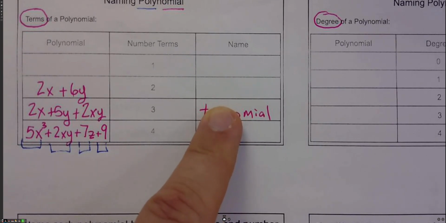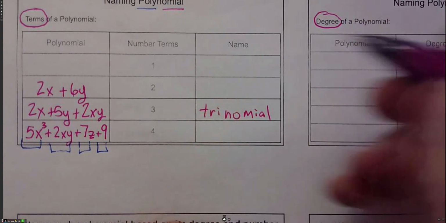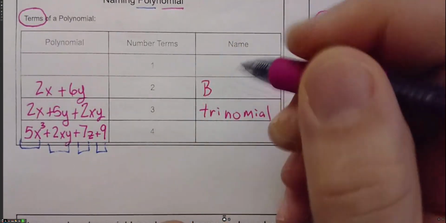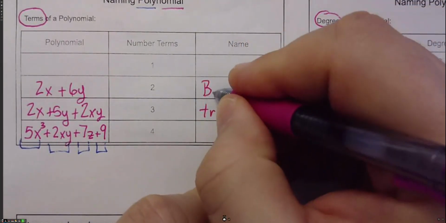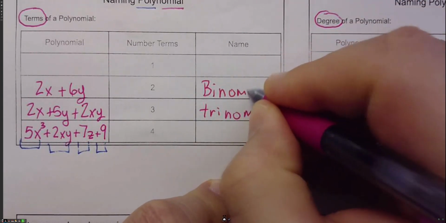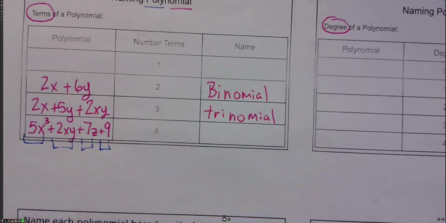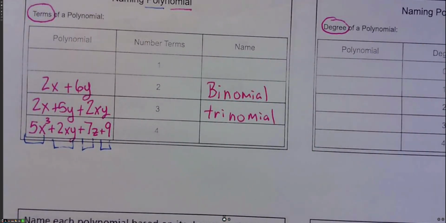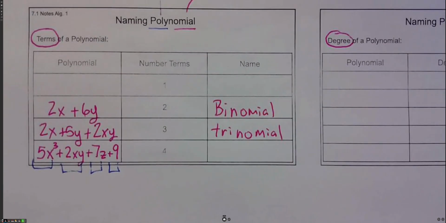What would this one be? Binomial. Did someone say that? What does the prefix bi make you think of? 2, right? Like bicycle, bilingual. What does it mean to be bilingual? Technically, bilingual would mean 2 languages, right? Are we going to need to know these names? Yes.